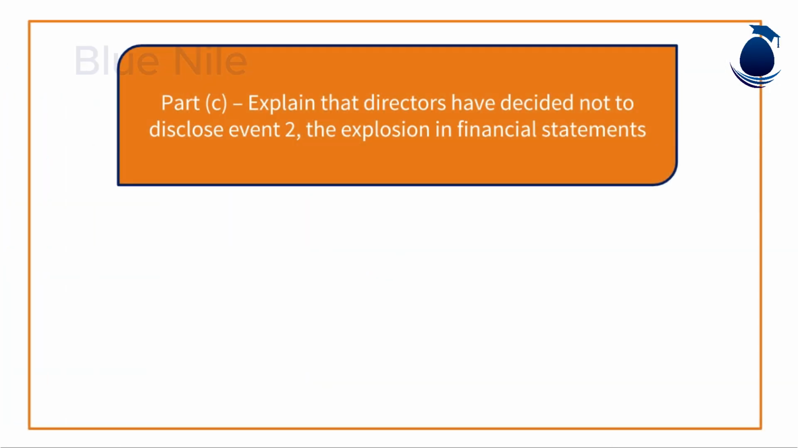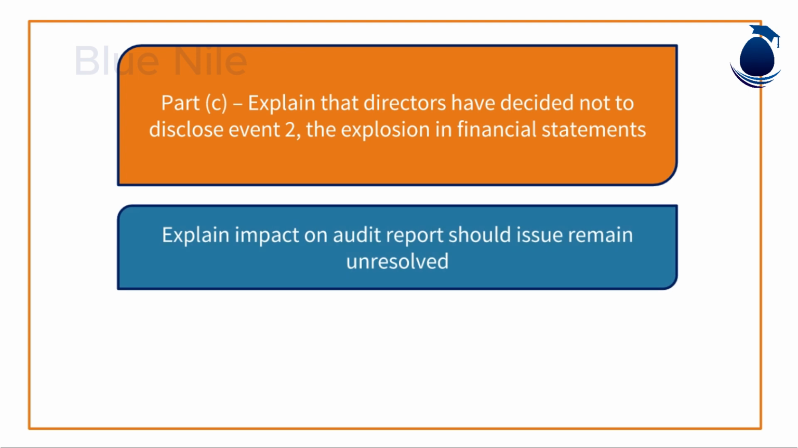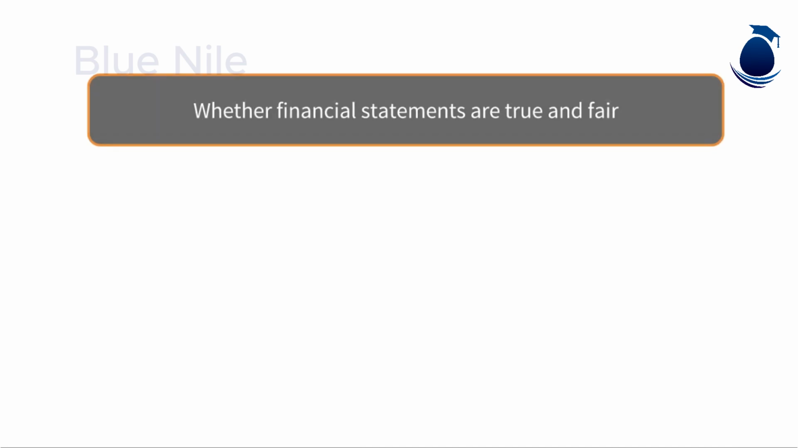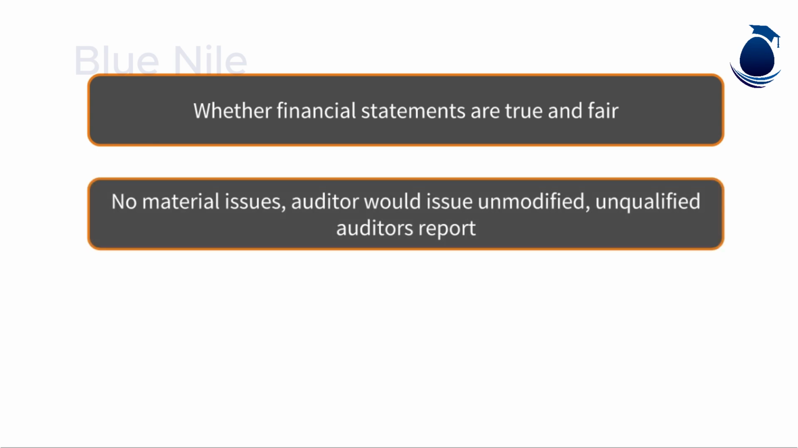Finally, part C explains the directors have decided not to disclose event 2, the explosion, in the financial statements. The requirement is to explain the impact on the audit report should this issue remain unresolved. This relates to the type of audit opinion needed for this client. Remember, at this stage, the auditor must make a decision based on evidence collected, whether the financial statements are true and fair. If there are no material issues, the auditor would issue an unmodified, unqualified auditor's report, stating the financial statements are true and fair.